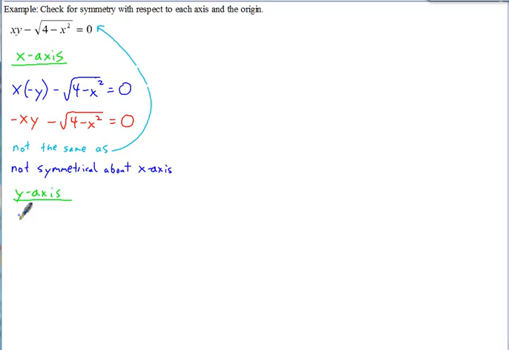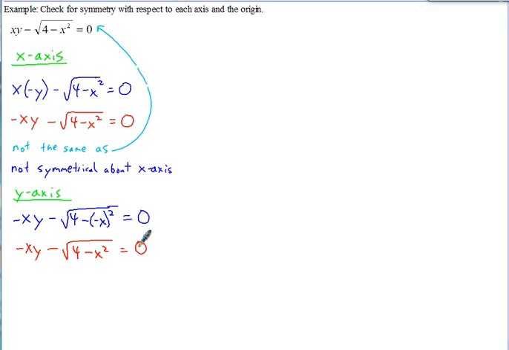Here's an x, so we replace that with negative x. And replace this x with negative x as well. Squared, and then simplify it. So negative x times y is negative xy minus the square root of 4 minus negative x squared is just x squared, right? So negative 1 squared is positive 1, so that negative stays out front like that.